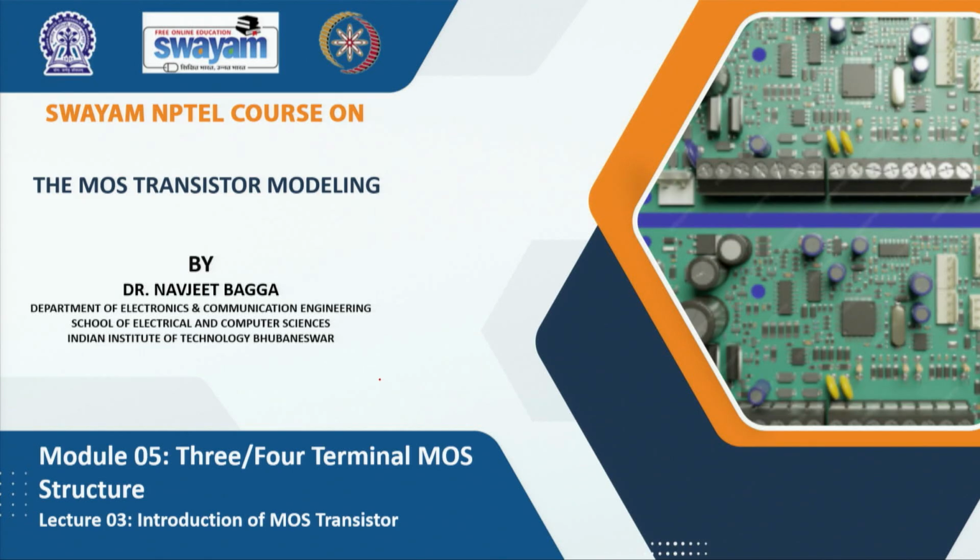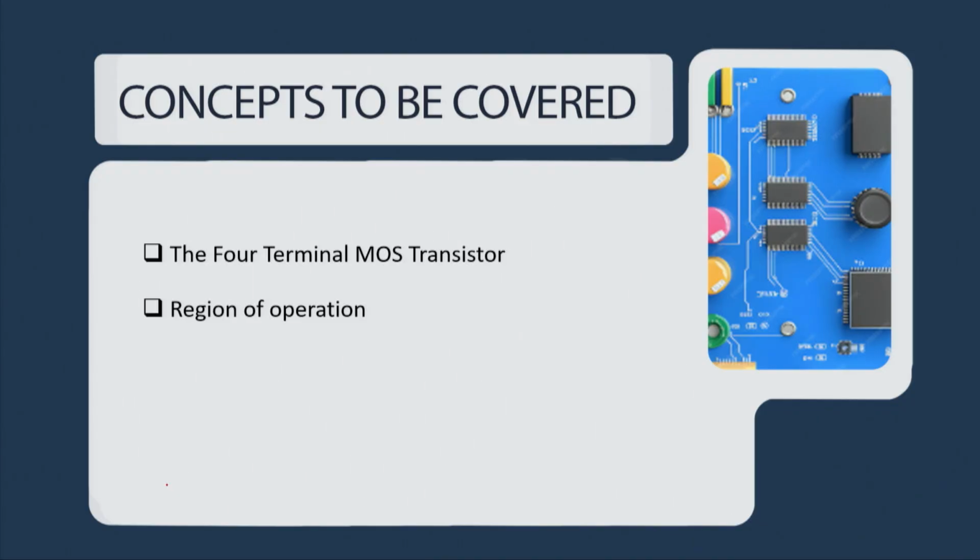We are in module 5, lecture number 3, that is introduction of MOS transistor. In previous lectures, we have found the 2-terminal and 3-terminal structures. We said that we do have a metal gate, an oxide layer and a substrate. This terminal we called gate, this terminal we called body. We started our analysis by analyzing these 2-terminal structures.